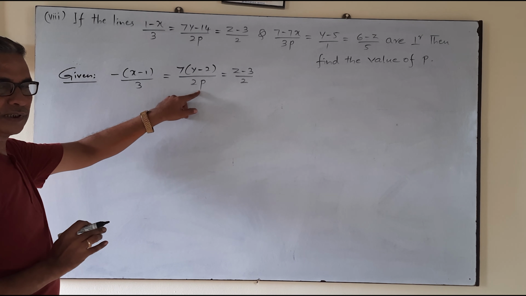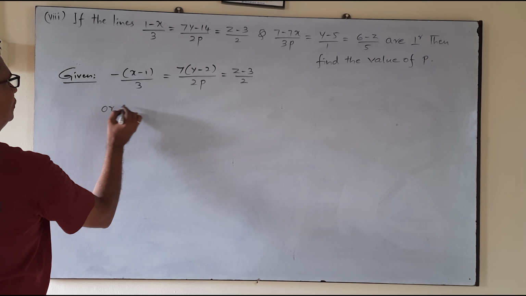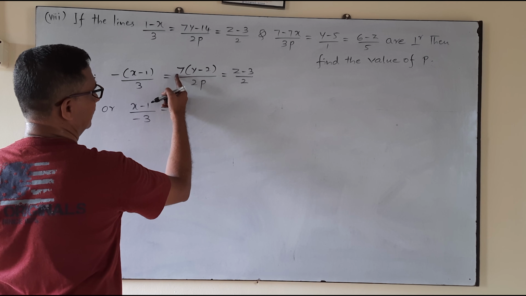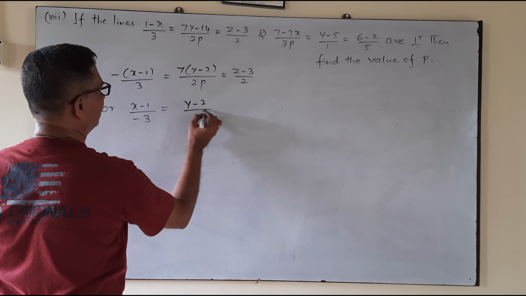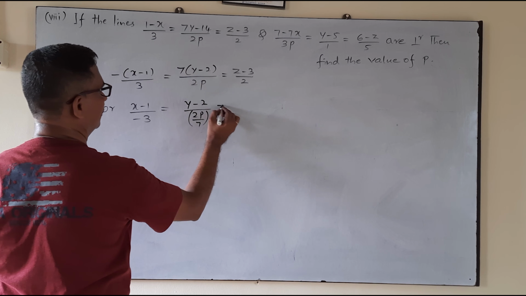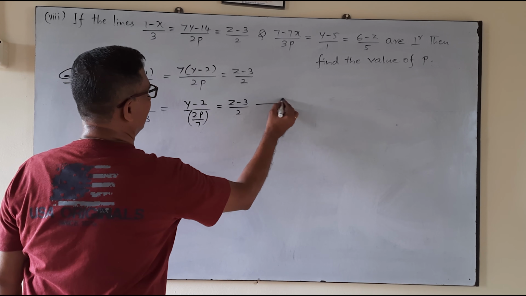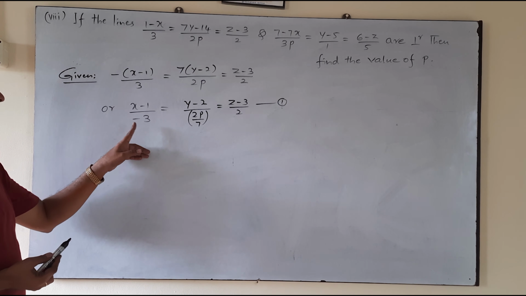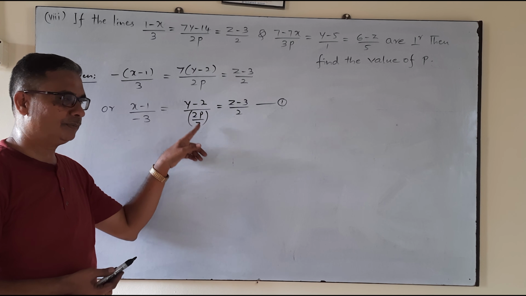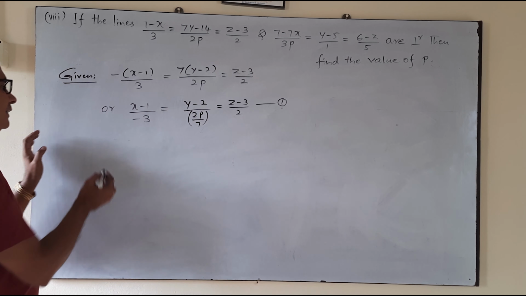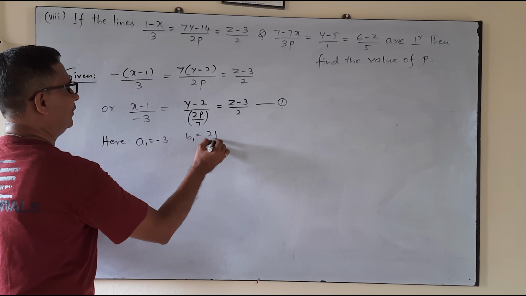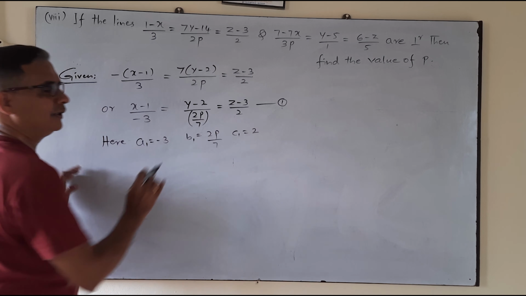This has not been converted to Cartesian form. So how to write? x minus 1 divided by minus 3. The 7 here, eliminate 7. What can you do? Divide by 7: y minus 2 divided by 2p by 7. Multiply, the 7 goes to the numerator, is equal to z minus 3 by 2. Now observe, clearly it is in the form x minus x1 by a1 is equal to y minus y1 by b1 is equal to z minus z1 by c1. Here a1 value is minus 3, b1 value is 2p by 7, c1 value is 2.